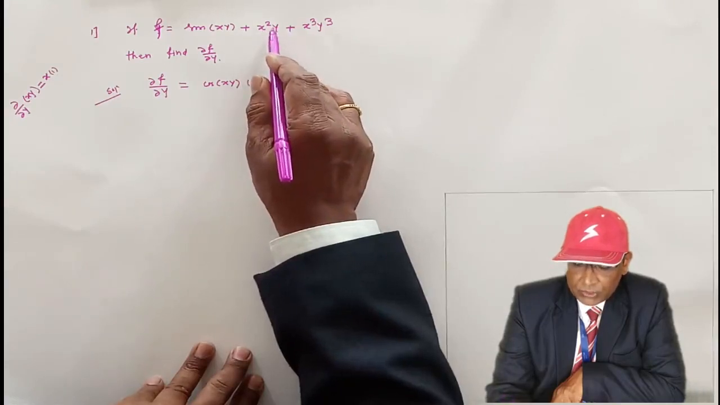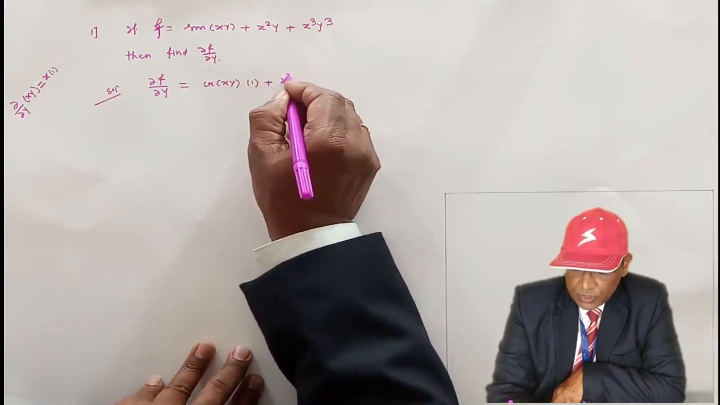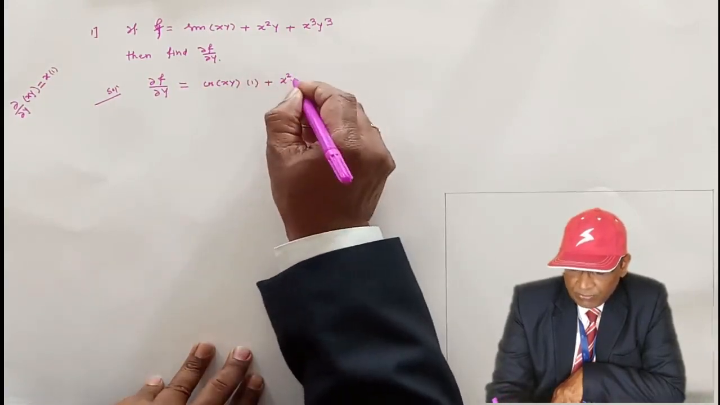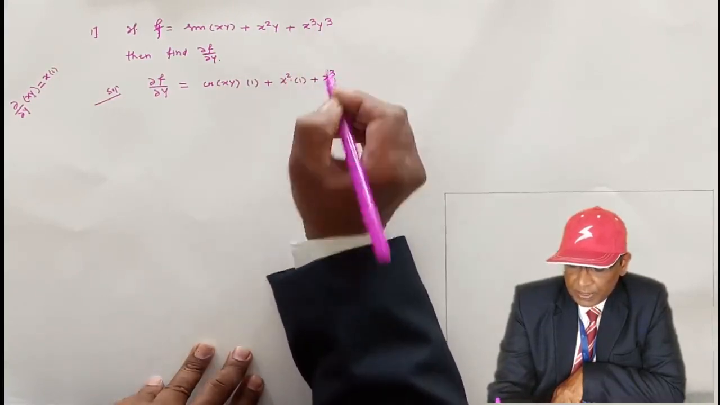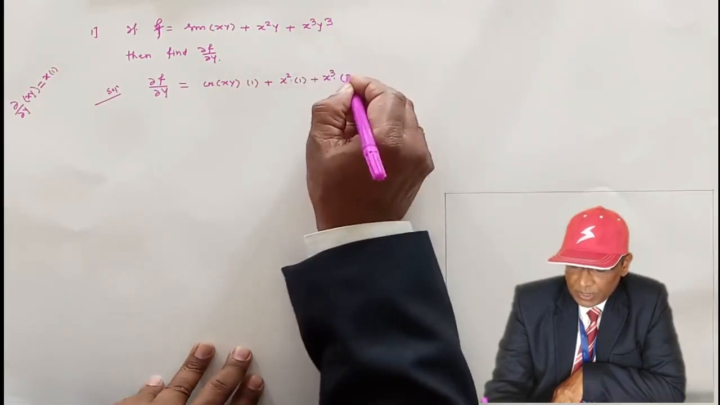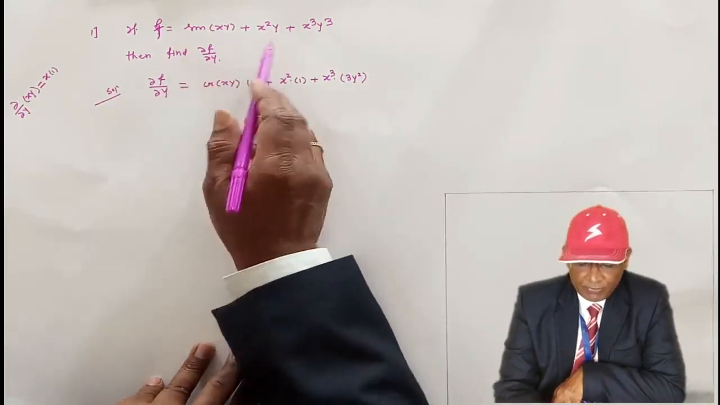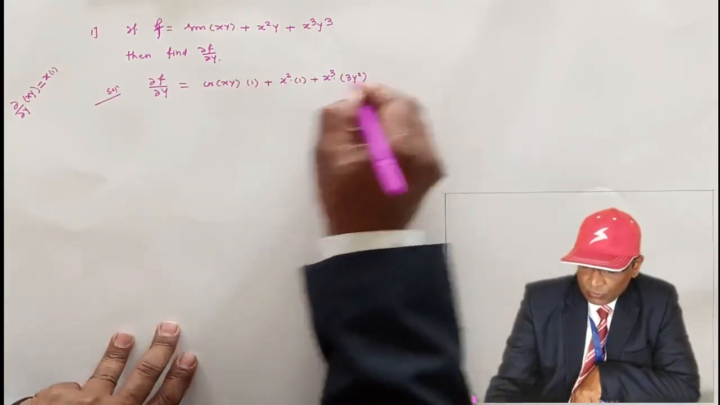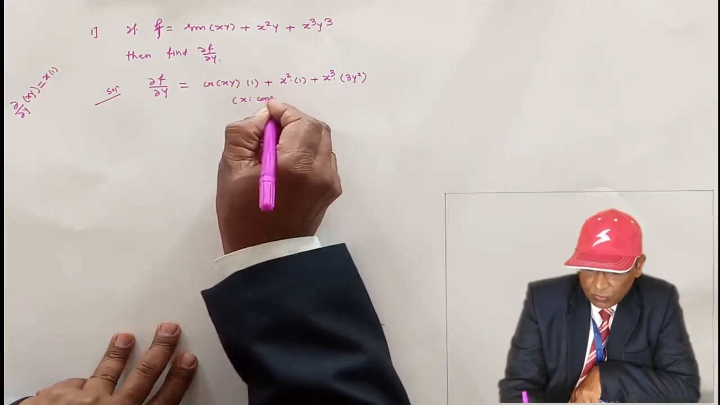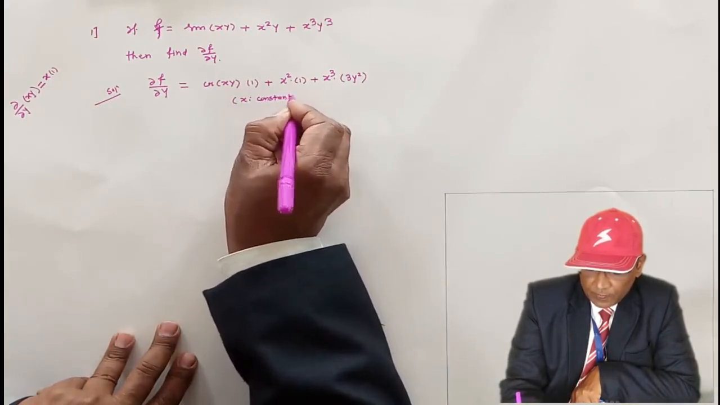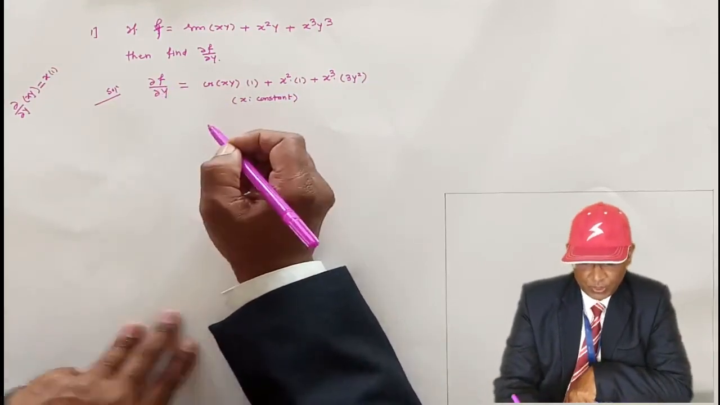Now, the derivative of x square into y. X is constant, so this part is constant, and the derivative of y is 1. Here, x cube is a multiplicative constant, and the derivative of y cube is 3y square. This is the partial derivative of the given function with respect to y. What we have done here is, while taking the derivative with respect to y, we kept x constant.